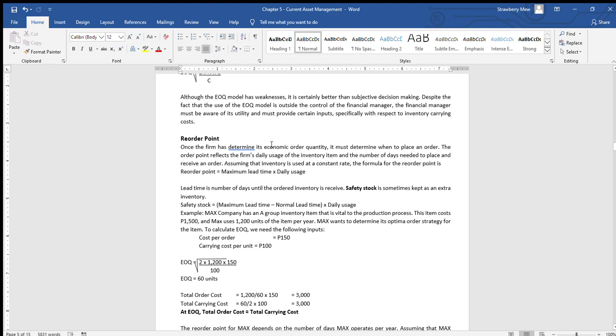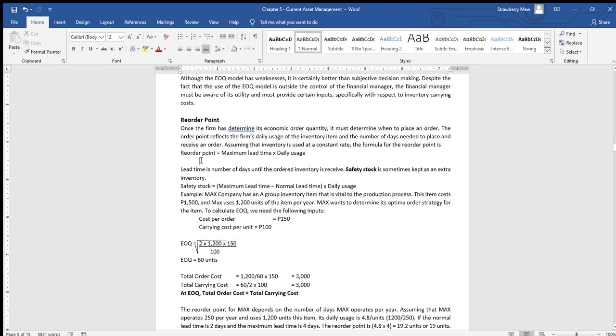So the order point, once the firm has determined the economic order quantity, it must determine when to place an order. The order point reflects the firm's daily usage of the inventory item and the number of days needed to place and receive an order. Assuming that inventory is used at a constant rate, the formula for reorder point is maximum lead time times the daily usage. Okay, yung daily usage in terms of the inventory. Ilan yung nagagamit natin per day na inventory. Okay?